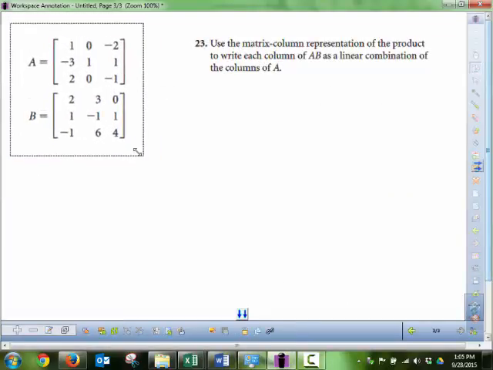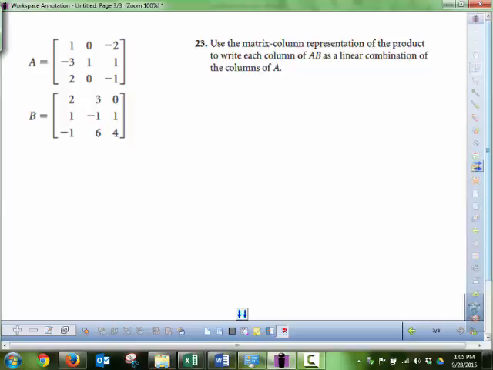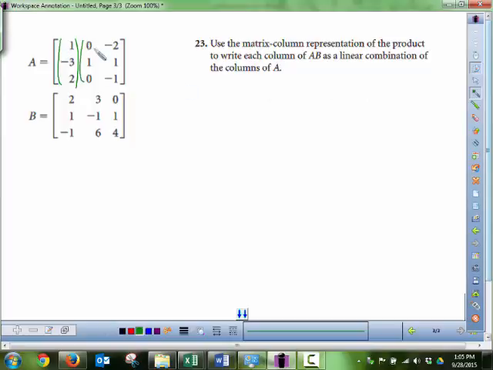All right, so here are your two matrices A, B, and then we want to multiply them out. So instead of just multiplying it out, let's see if we can use a matrix column representation. Which one was that? Oh, here. So we want to write AB instead of just writing the product itself. We want to write AB as a linear combination of the columns of A. So what we're going to do is we're going to break A into these columns.